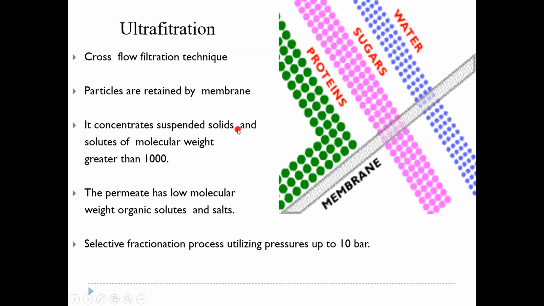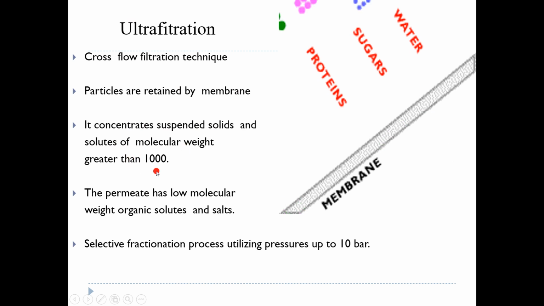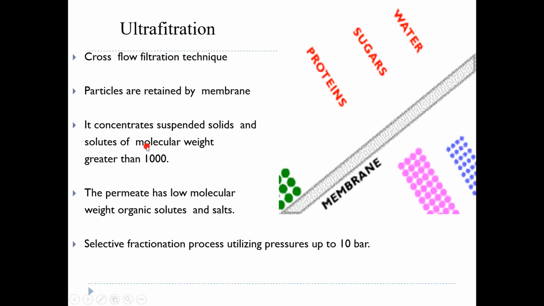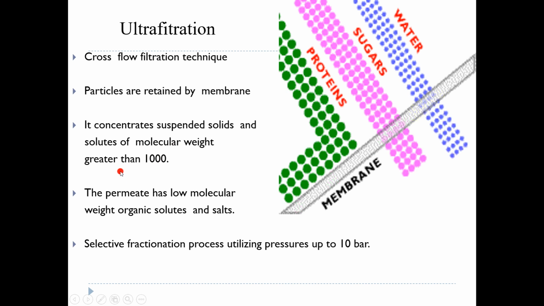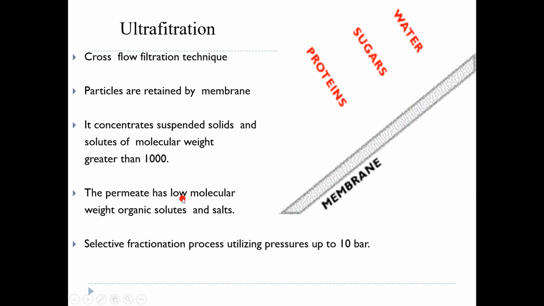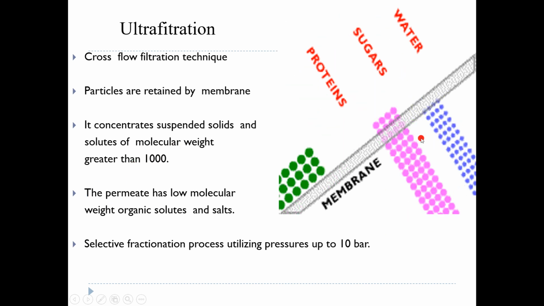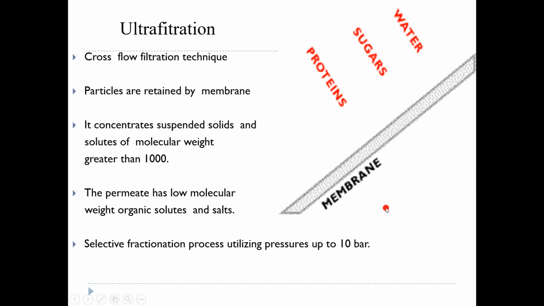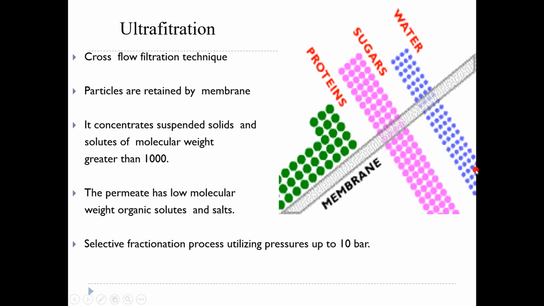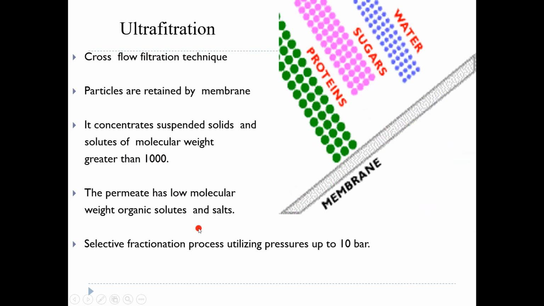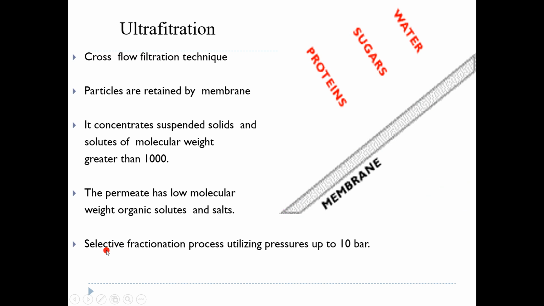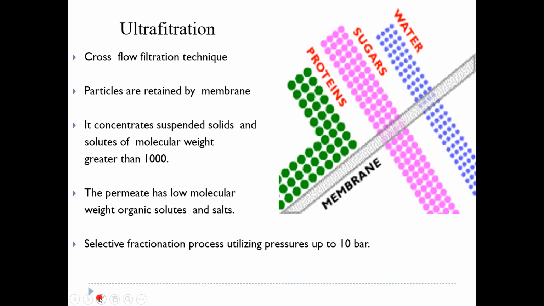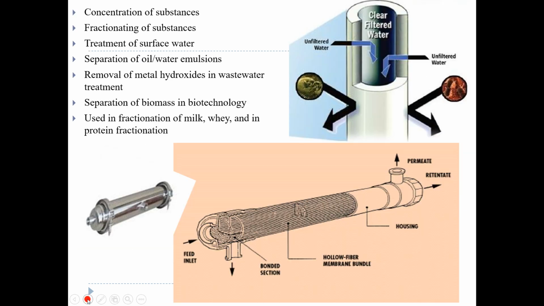It concentrates suspended solids and solutes of molecular weight greater than 1000. So higher molecular weight compounds are retained and can be concentrated. Whatever filtrate or permeate, the permeate means the solution that is coming out through the membrane. So this is the permeate. It contains low molecular weight substances like salts or sugar, organic compounds, and the pressure used is up to 10 bars. Now, these are some of the advantages and uses.